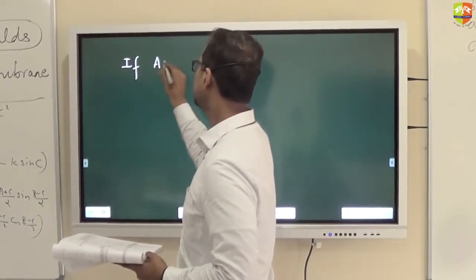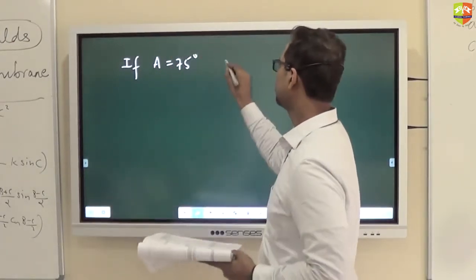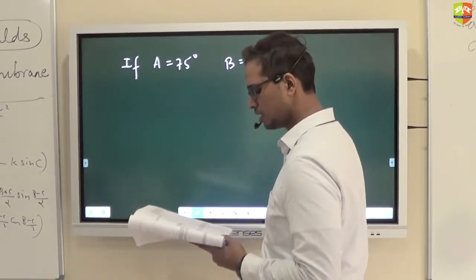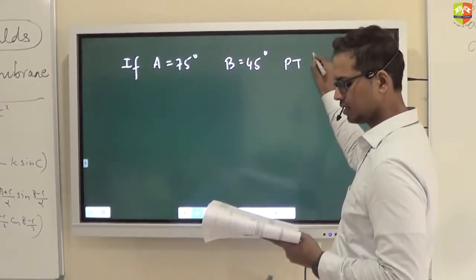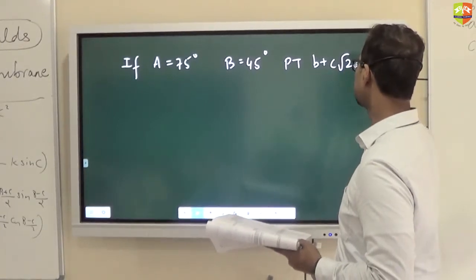If A is 75 degrees, B is 45 degrees, then prove that B plus C root 2 is 2A.